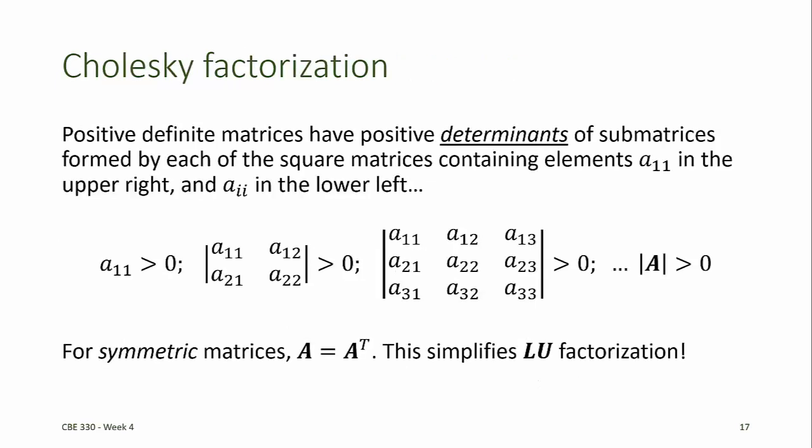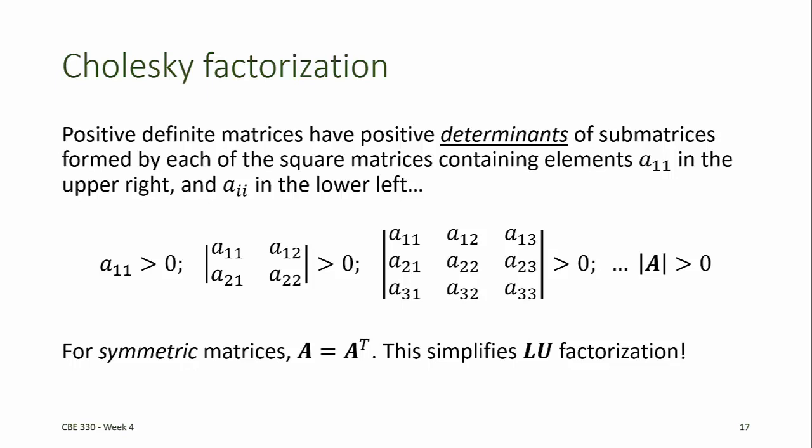An improvement of the Doolittle LU factorization is the Cholesky factorization. The Cholesky factorization is useful for symmetric coefficient matrices, that is, matrices that are equal to their transpose. So the A12 and A21 elements are equal, the A31 and A13 elements are equal, and the A32 and A23 elements are equal. For the Cholesky factorization method to work, the coefficient matrix must also be positive definite.